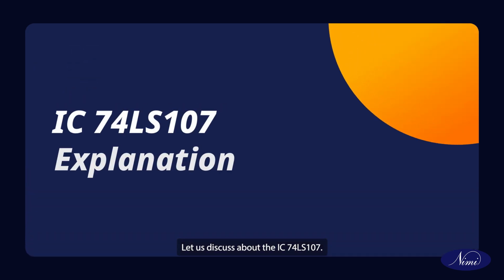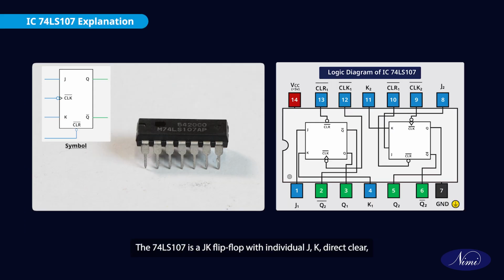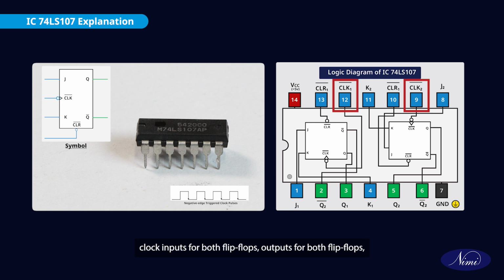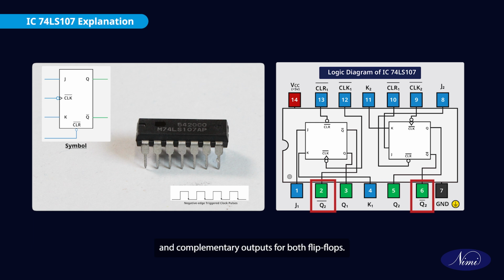Let us discuss the IC74LS107. The 74LS107 is a JK flip-flop with individual JK direct clear and negative edge clock pulse inputs. The 74LS107 dual JK flip-flop has a total of 14 pins, which include inputs for 2 independent JK flip-flops, clock input for both flip-flops, outputs for both flip-flops, and complementary outputs for both flip-flops.